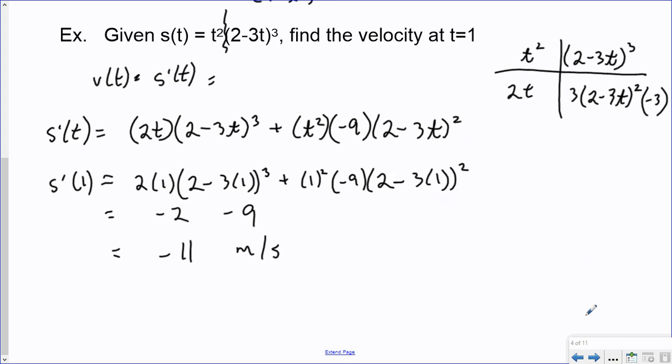Okay, now notice I didn't simplify, right? I could have simplified here if I was just asked for the function, but I'm not. I'm asked for the velocity at t equals 1. So I calculated the derivative, that's the velocity function, and then I just simply evaluated that derivative function at t equals 1 in order to get the answer I was asked to find here.